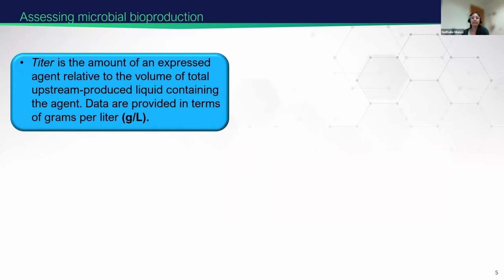Titer is the TRY that John explained before, and these are some of the most common metrics when we're talking about bioproduction. Titer is the primary benchmark characterizing upstream manufacturing efficiency. It is the amount that we measure as weight of an expressed agent relative to the volume of the total upstream produced liquid that contains the agent. If we're growing our culture of the microorganism in a bioreactor, the volume is what we use for this amount, and the data is provided in grams per liter.